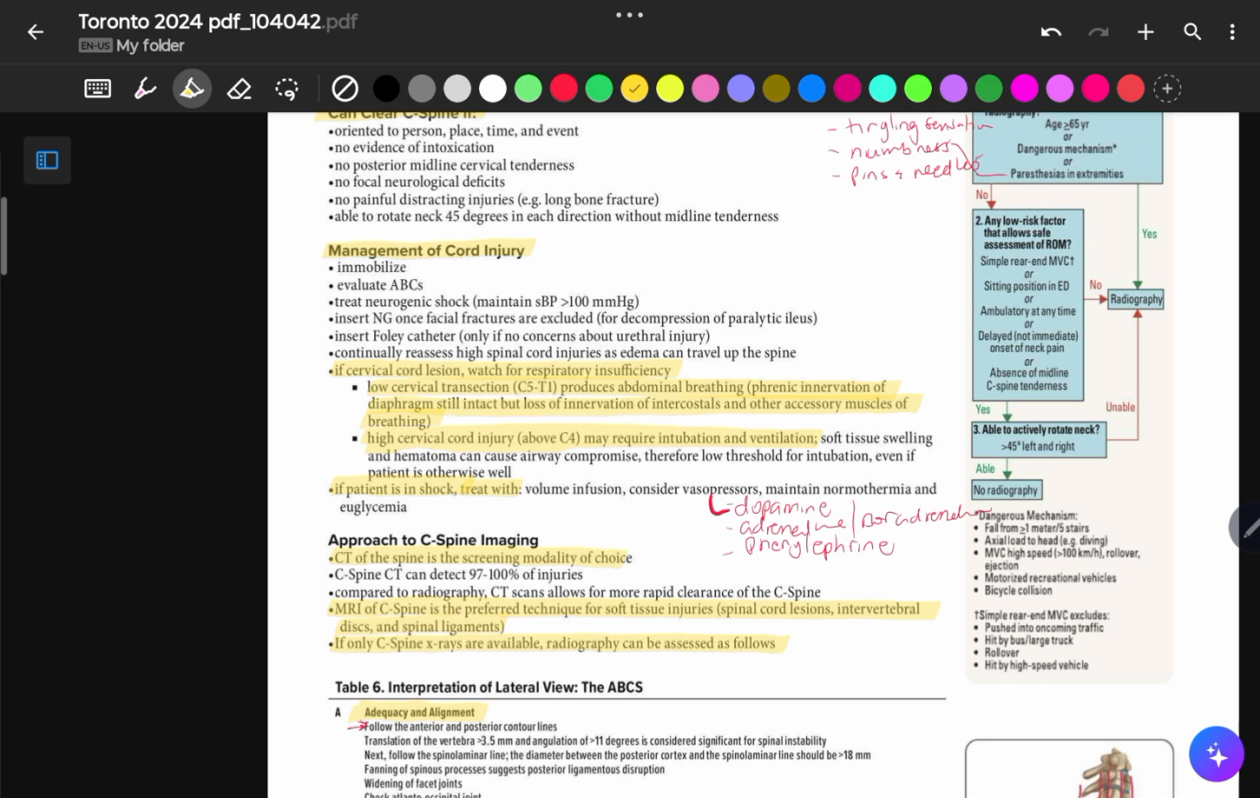Okay, so approach to C-spine imaging. CT of the spine is the screening modality of choice, as we have repeated. If your CT is normal but the patient still presents with paresthesia or numbness, then you do your MRI. If only C-spine X-rays are available, you need to stabilize the patient and refer this patient.